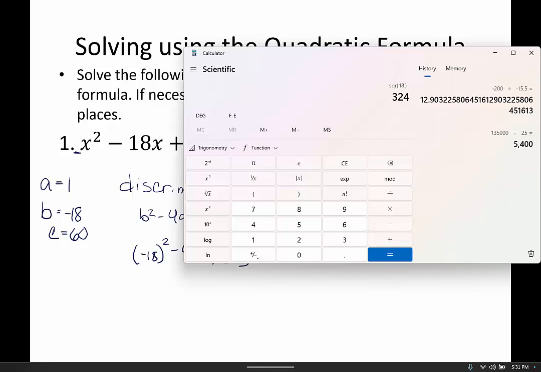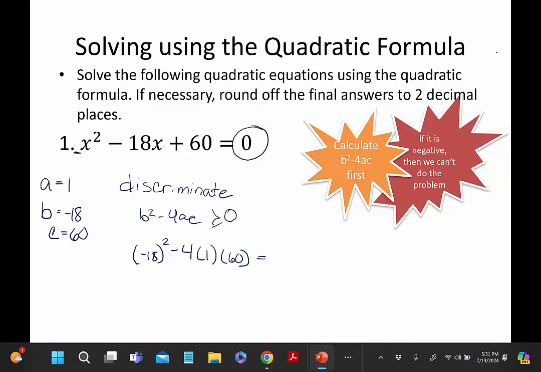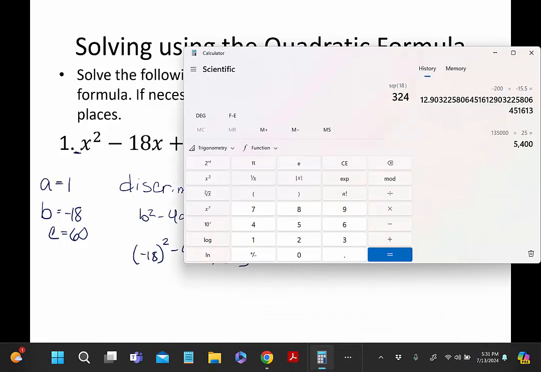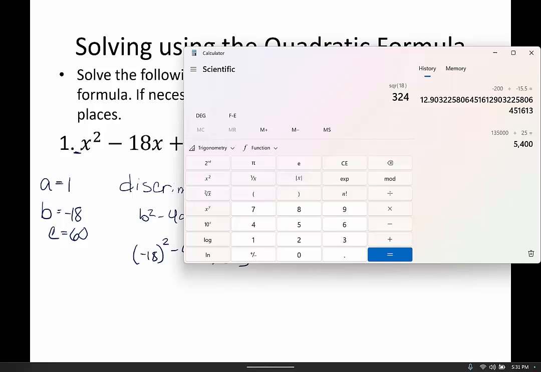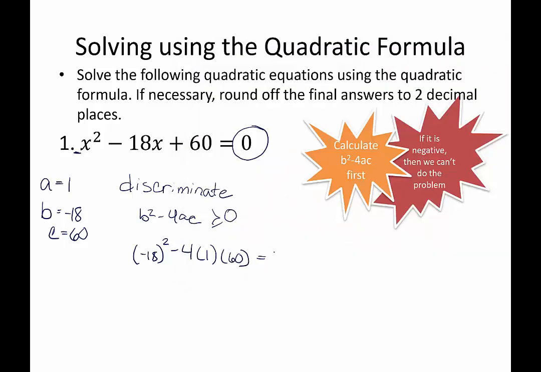is 324. No, that was the square. Yeah, did I square that right? Yes. 324 minus 4 times 60, which is 240.